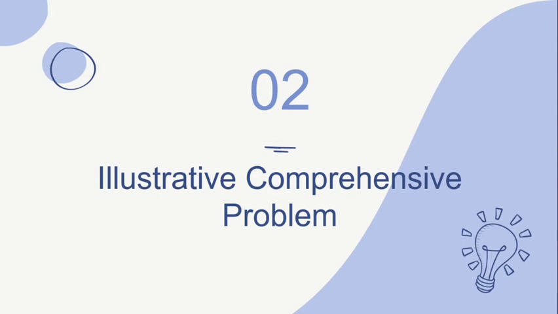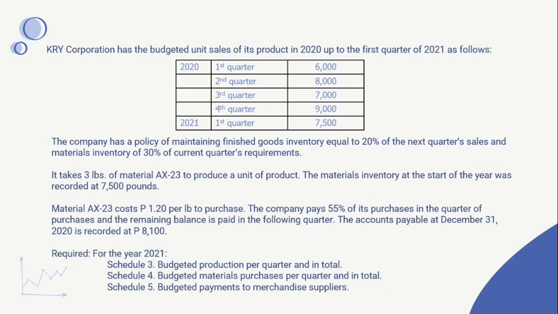We will now move on to the second illustrative comprehensive problem. KRY Corporation has the budgeted unit sales of its product in 2020 up to the first quarter of 2021 as follows. The company has a policy of maintaining finished goods inventory 20% of the next quarter sales and materials inventory of 30% of current quarter's requirements. Then, it takes 3 pounds of material AX23 to produce a unit of product. The materials inventory at the start of the year was recorded at 7,500 pounds.